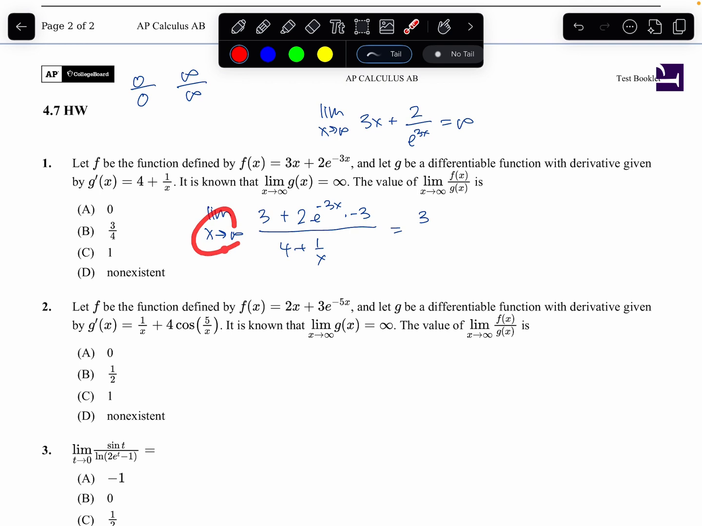And then on the denominator for this expression, if we apply the limit separately of 4 and 1 over x, the limit as x approaches infinity of this is going to be 0, because as x approaches infinity, 1 over a number that keeps getting large is going to be 0. So it's just going to be 4. And 3/4 will be the answer of that limit.